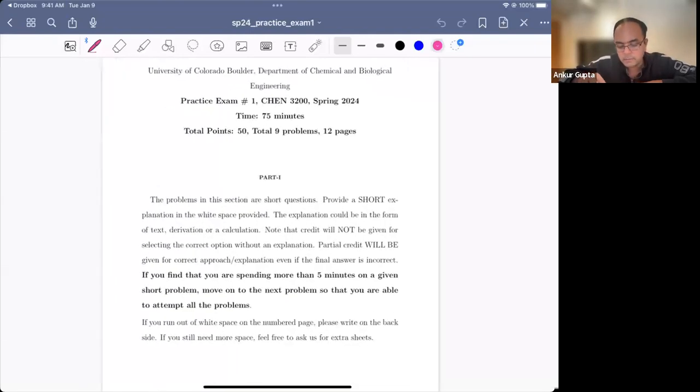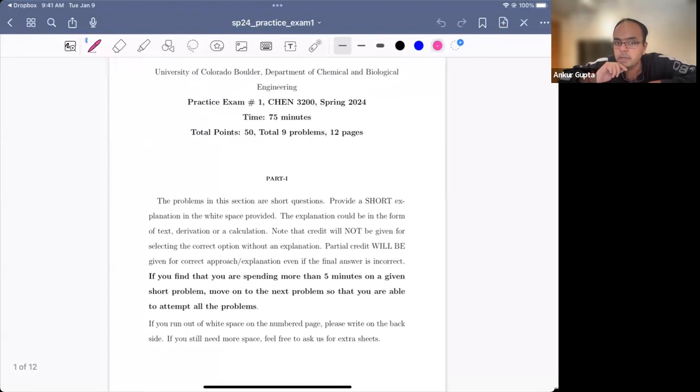As you see, the exam is 75 minutes, 50 marks total, and 9 problems on 12 pages. There are two parts to this exam. Part one is conceptual questions, and part two is long problems. So there are 6 conceptual questions and 3 long problems. And as written here, you will not be given any credit if you just select the answer in the multiple choice question. You have to give us an explanation.